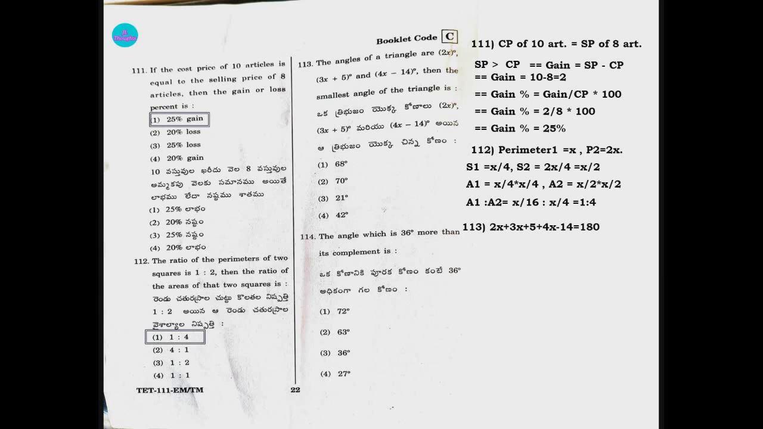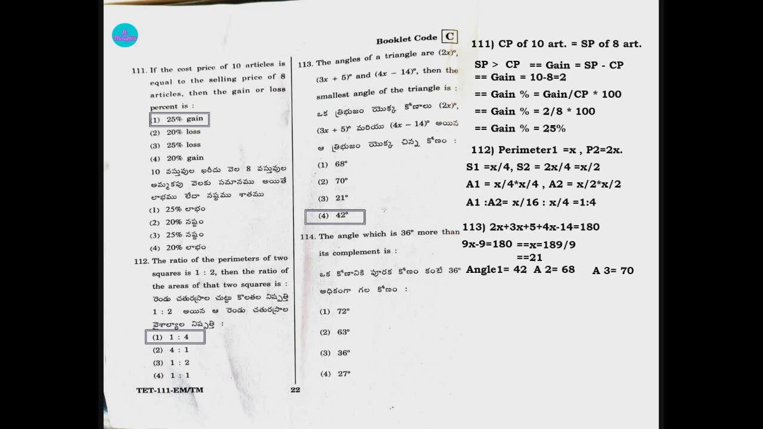Now 113. The angles of the triangle are 2x degrees, 3x plus 5 degrees and 4x minus 14 degrees. Then the smallest angle of the triangle is? We know the sum of the angles of a triangle is 180. So 2x plus 3x plus 5 plus 4x minus 14 is 180. Solving this, we'll get x as 21. Now let's find all the angles. Angle 1 is equal to 2x, that is 2 into 21, 42. Similarly, angle 2 is equal to 68, angle 3 is equal to 70. Which is the smallest angle? 42 degrees. Option 4, 42 degrees.